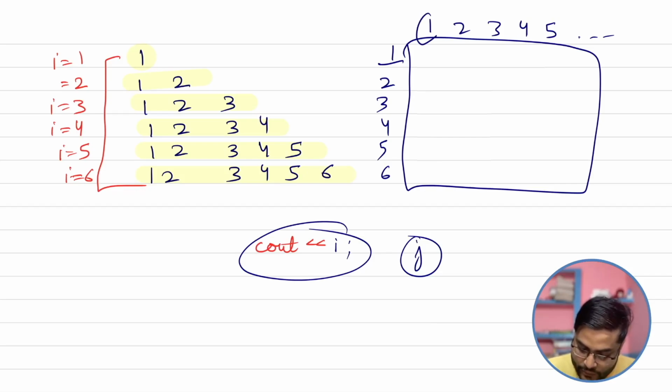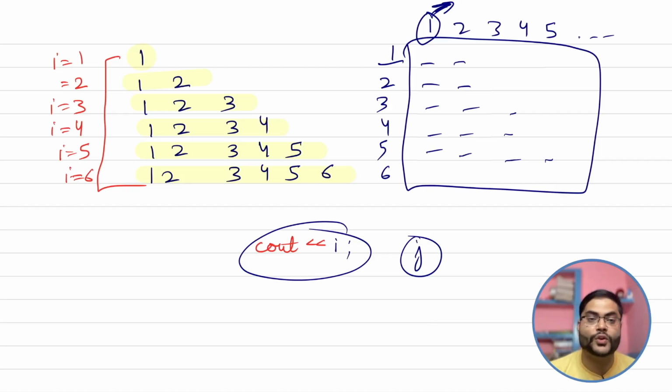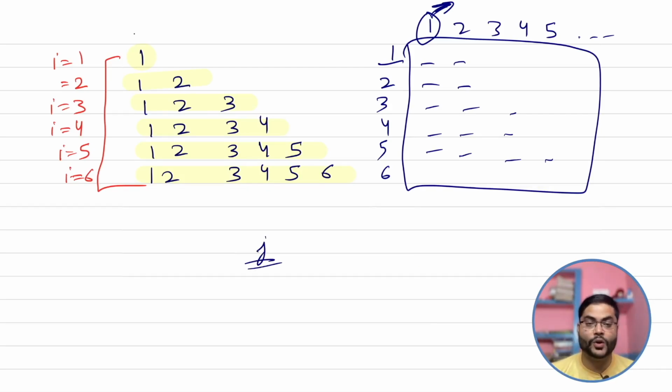So every time, from whichever value your inner loop is starting, this is what you want to print. So here, what if you print J in spite of I? What if you print J? Let's do a dry run.